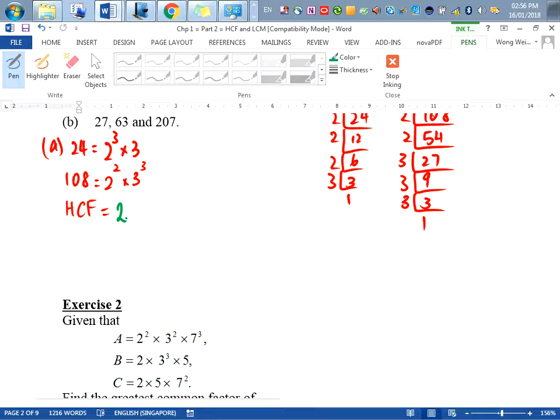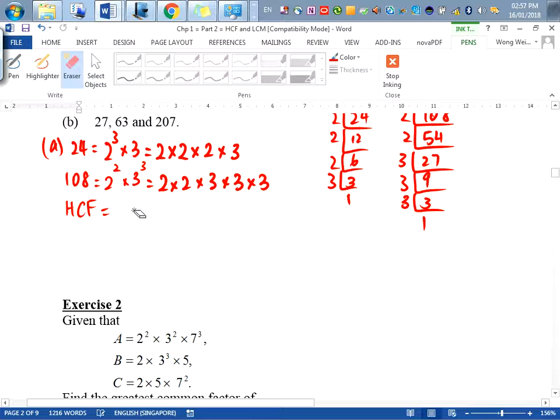Are there 3 2s that are common? Okay, let me rewrite this, make it clearer for you. You might not be used to it yet. 2 times 2 times 2 times 3. And over here we have 2 times 2 times 3 times 3 times 3.